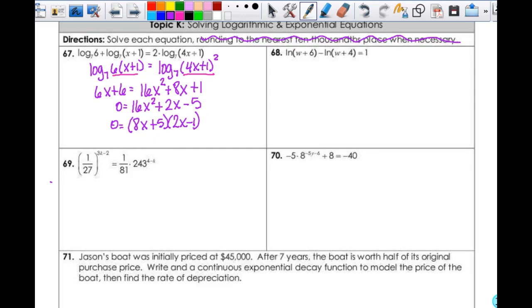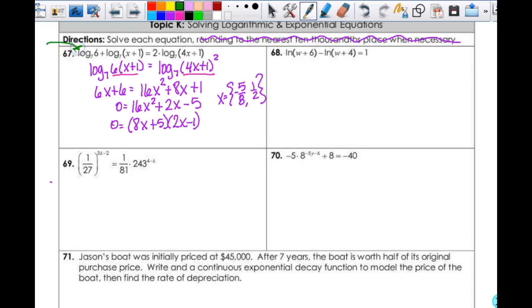You may need to do some grouping or something there. I'm just not going to take the time to go through that whole process. So my x values then are going to give me a negative 5/8 and a positive 1/2. Then I need to check them because these are logs. I got to see which one's actually going to work within my original function.